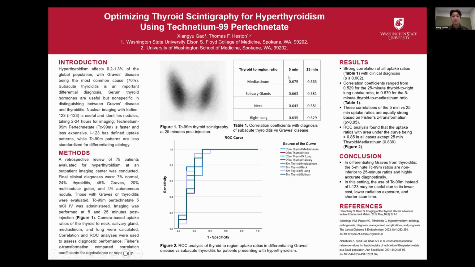So with these results, our conclusions include that waiting 5 minutes is not inferior to waiting 25 minutes after administration of technetium-99 pertechnetate, and it may be preferred to wait 5 minutes because it's significantly faster. And in this specific setting of differentiating between thyroiditis and Graves' disease, just for the uptake ratios, technetium-99 pertechnetate may be used instead due to its lower cost and lower radiation exposure on top of its shorter scan time.